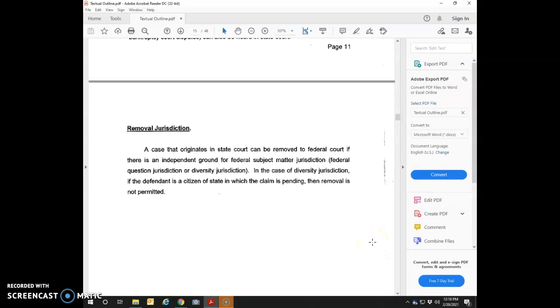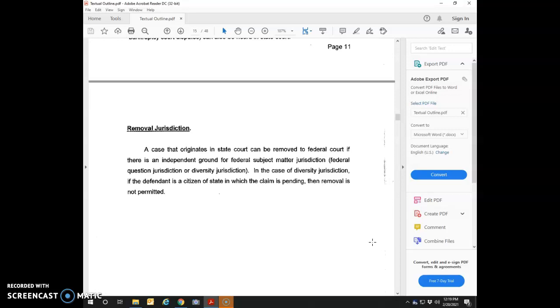We're continuing to talk about federal courts, and this second video for weeks 5 to 6 deals with something known as removal jurisdiction. First I'm going to identify removal jurisdiction, and then I'll put up a couple of examples on the screen after we do this preliminary observation.